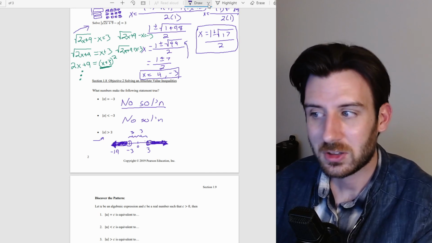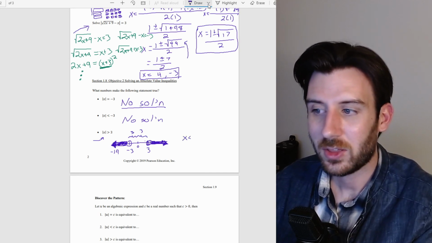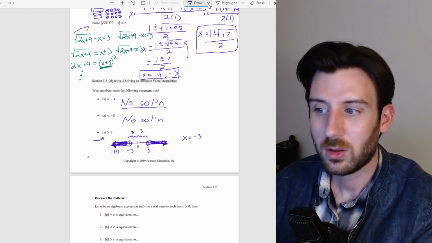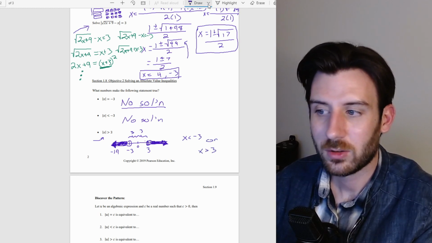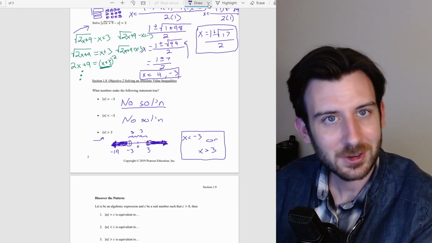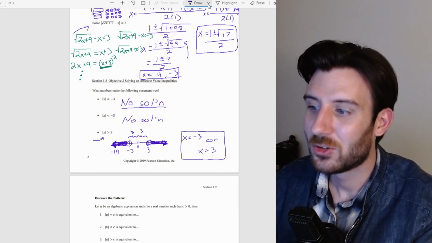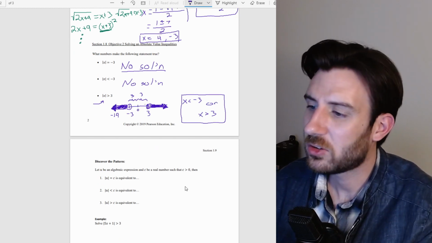So the solution here would be all values that are x less than -3, or x values that are greater than 3. So again, I've almost got 2 piles of numbers that all work. Kind of crazy that that's working. So I'm going to give you a moment here to think through what these patterns will be.